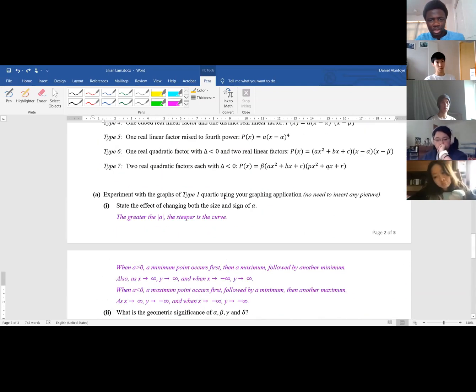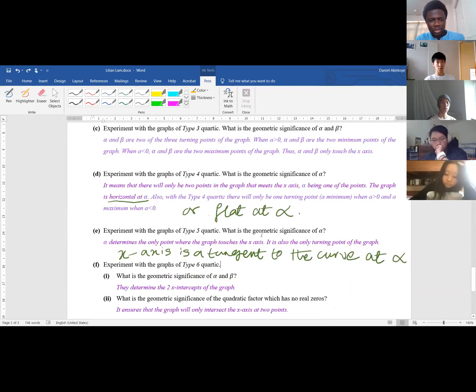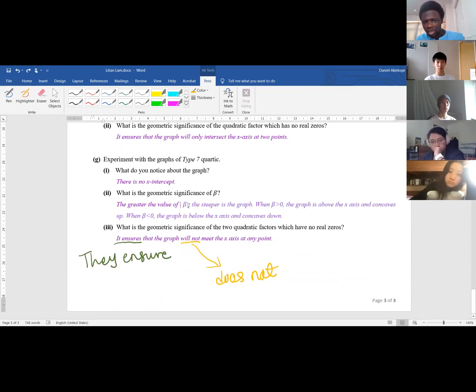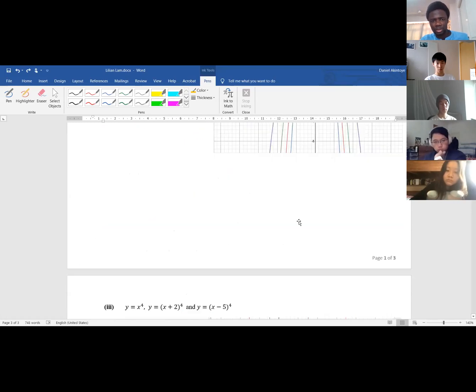Beta is that coefficient in front of the bracket. Just like you said in the first one, the greater the absolute value of beta, the steeper the curve, and otherwise, then concave downward, and something like that. The quadratic factors will ensure that the graph does not meet at any point, because they are giving us complex roots. They are giving us complex roots, so they must not touch the x-axis at any point.